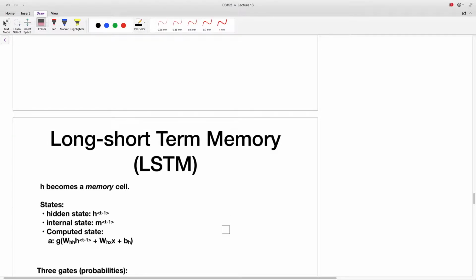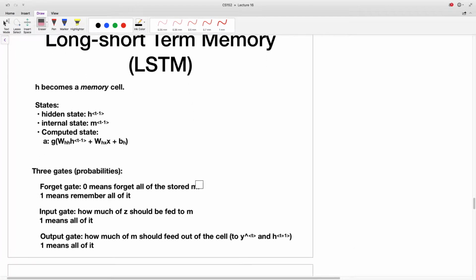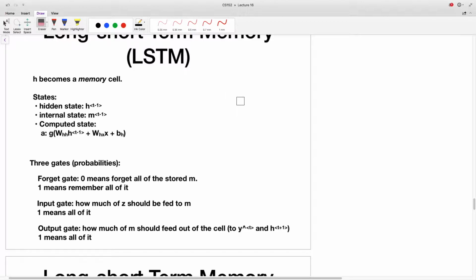So let's look through how this works. Does the idea make sense of having a memory cell in addition to our hidden state that we can read and write information to? For every hidden state, we have a shadow memory cell. So whenever we're doing our computation within our neuron, we've got not only our hidden state, but we've got a memory cell.